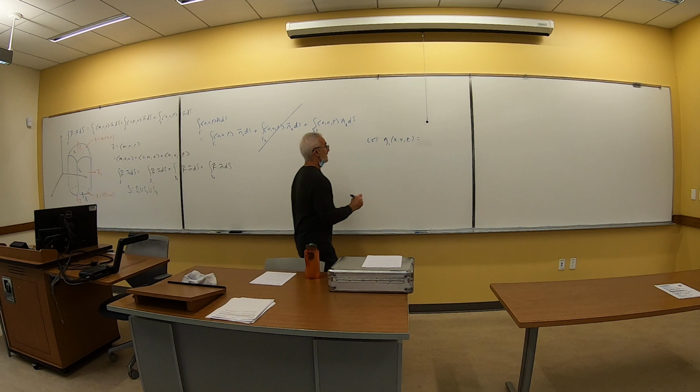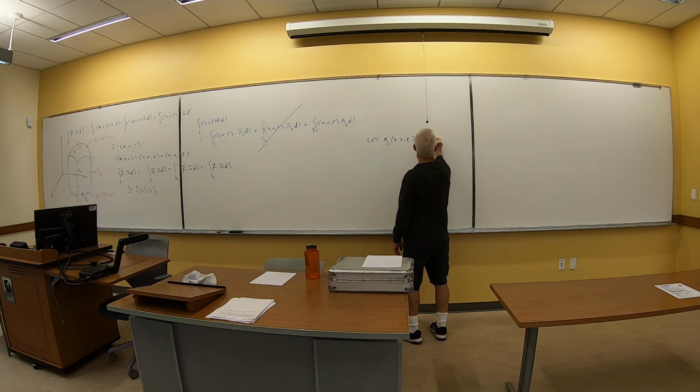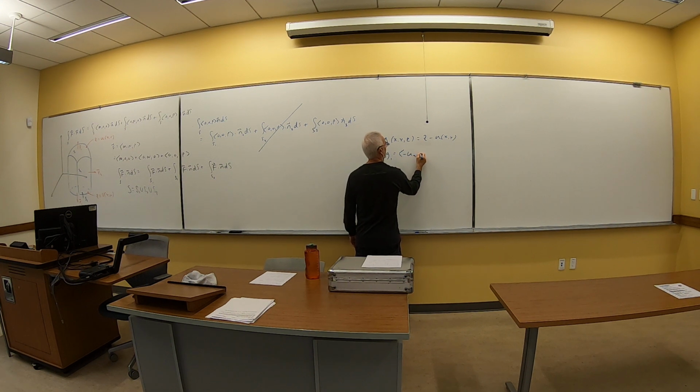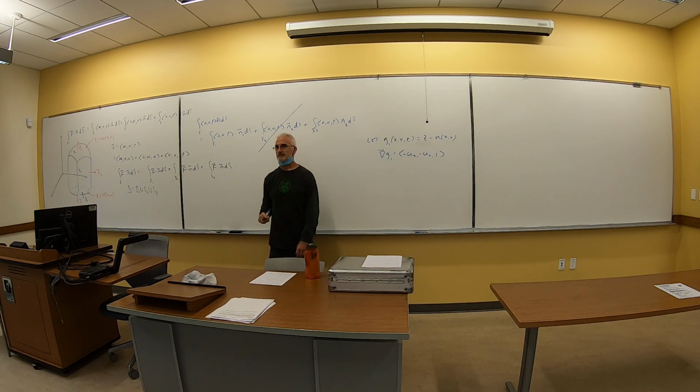So I need this to be z minus u of xy. Cool. Okay, so then what's the gradient of g1? It would be negative ux, negative uy, positive 1. Okay? Similarly, let's do the same thing for the lower one.